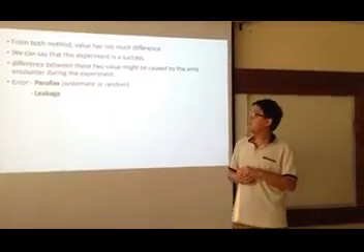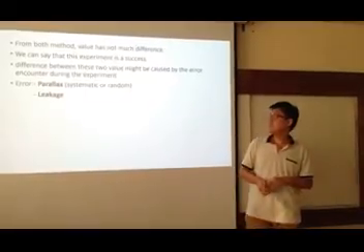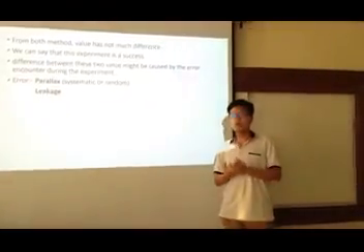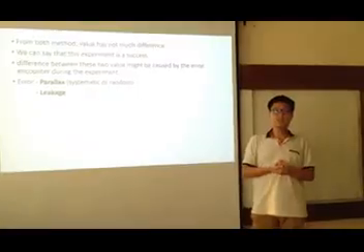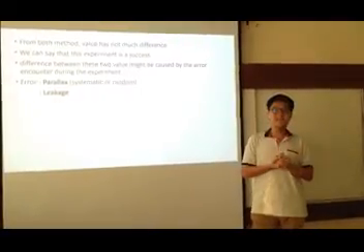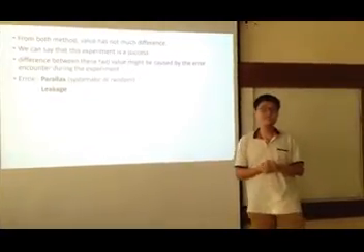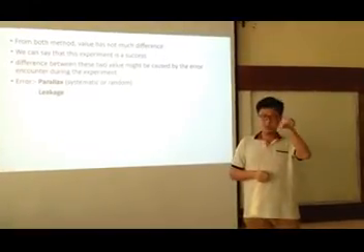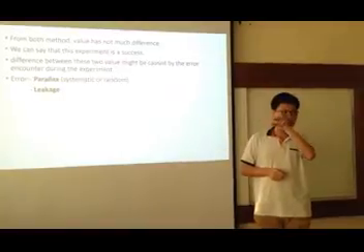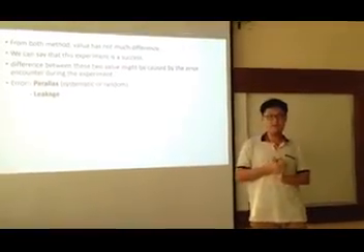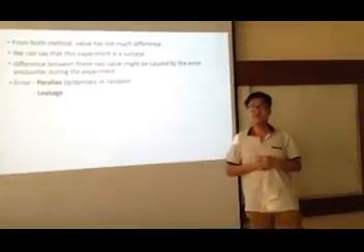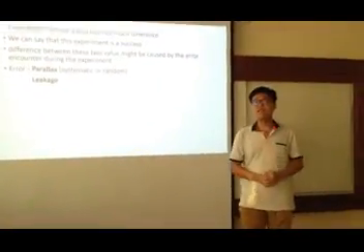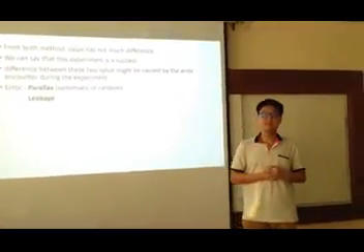The errors that might be encountered during the experiment include human error, which means the one just now you saw, Aini and Han Yu and Jing Yi, they took the reading. Maybe their eyes were not at the meniscus of the ruler. So this is a human error that we cannot prevent.